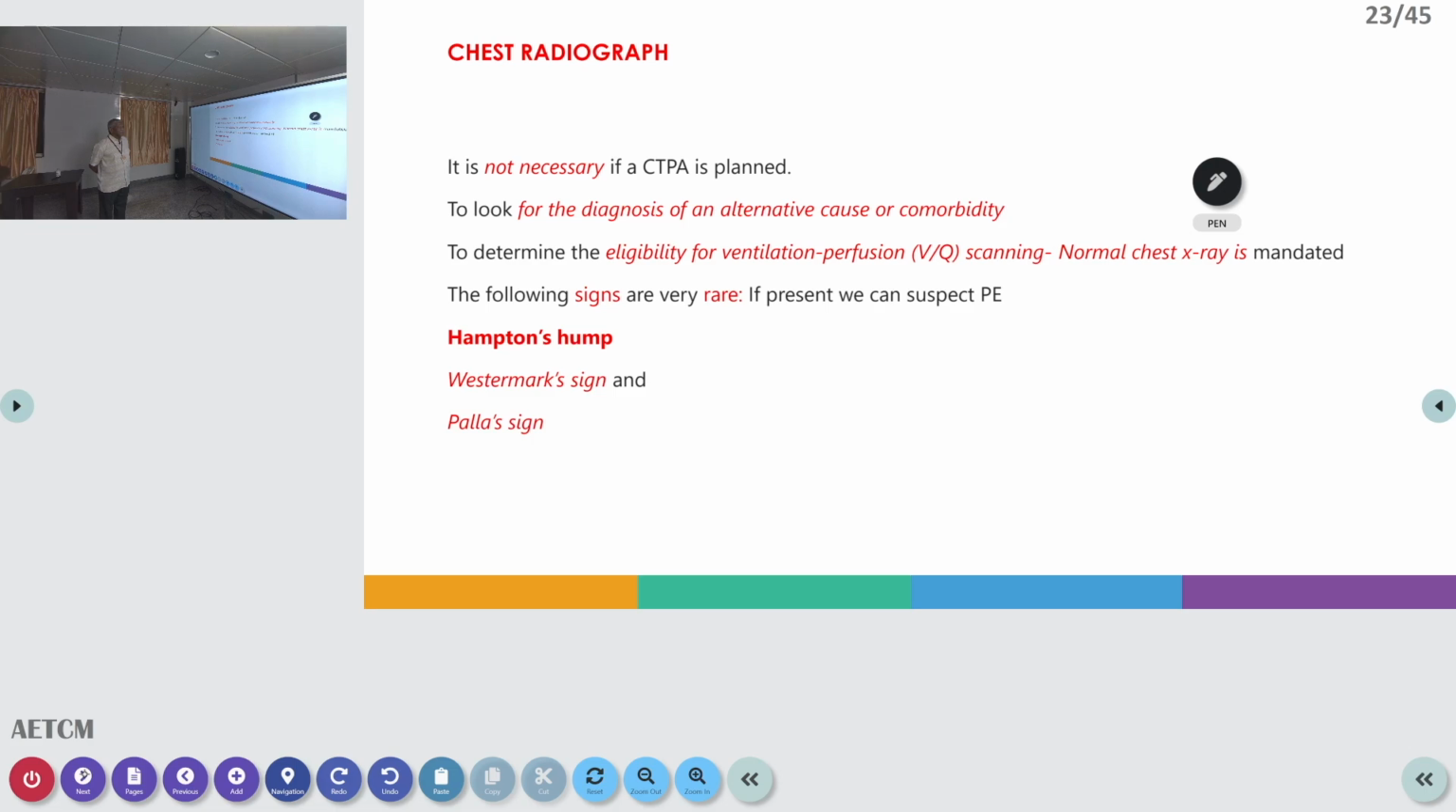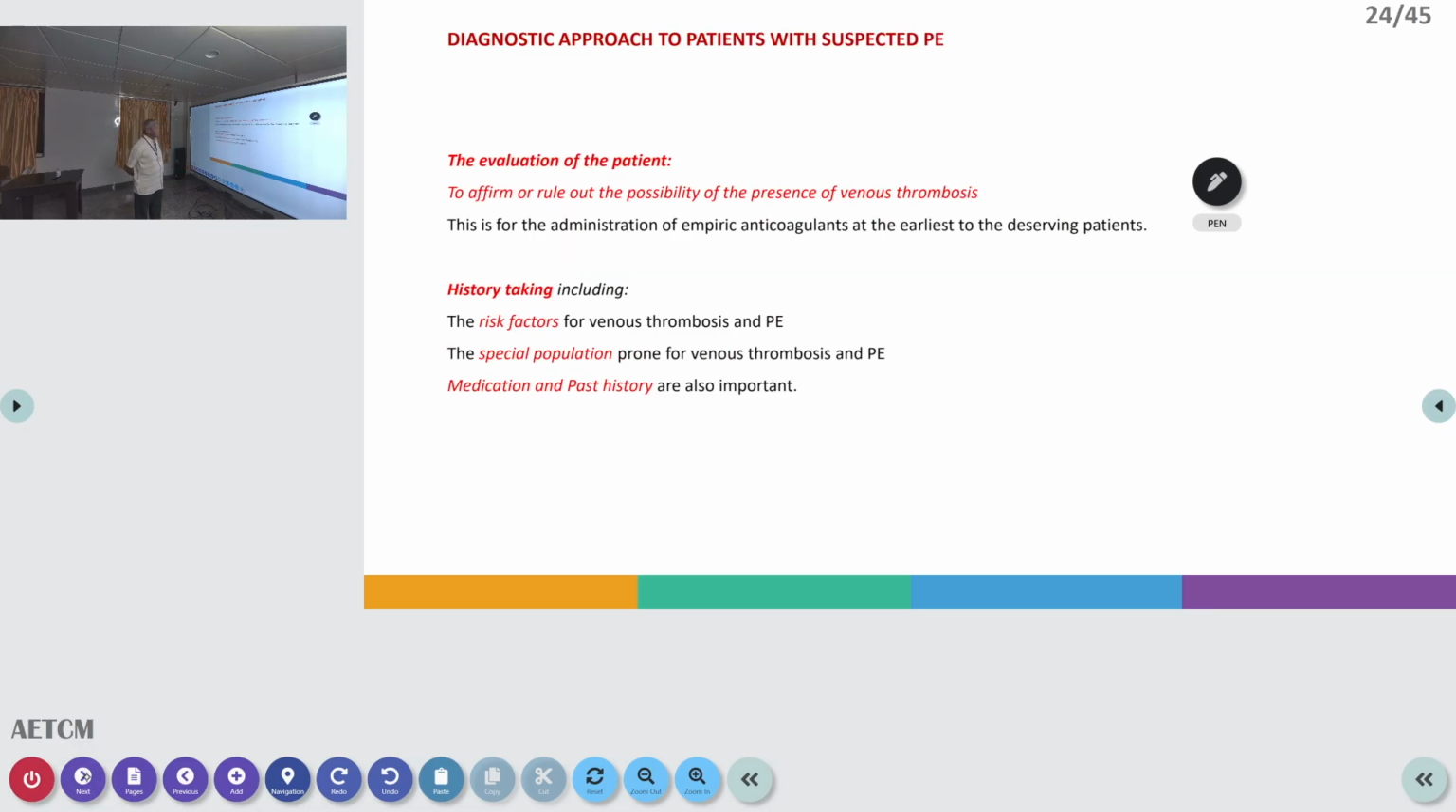Suppose we are not able to institute CTPA, the other option is ventilation perfusion scanning, which needs a normal chest X-ray. So for this, chest X-ray may be of help. And there are certain signs, very rare signs occurring in pulmonary emboli: Hampton's hump, Westermark's sign, Palla's sign. I don't want to go into the descriptions of all of these, as it may take a lot of time.